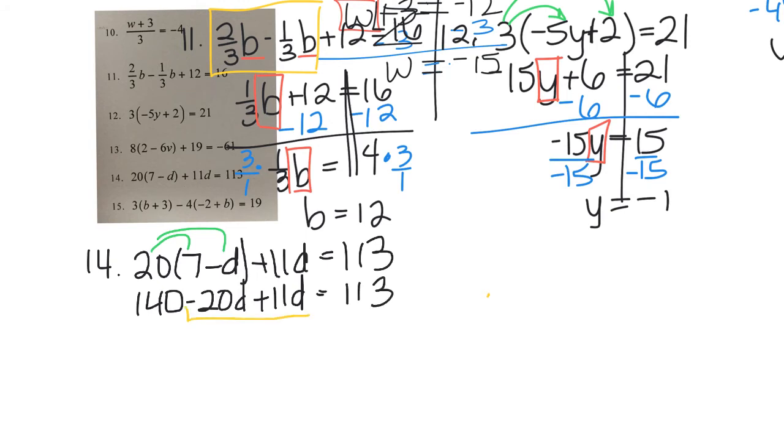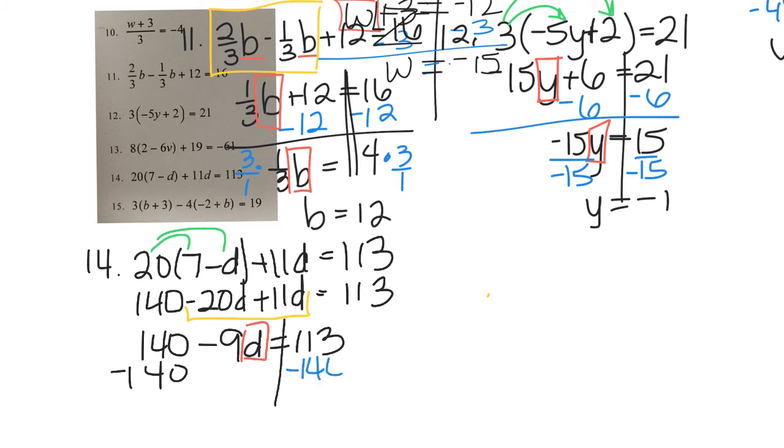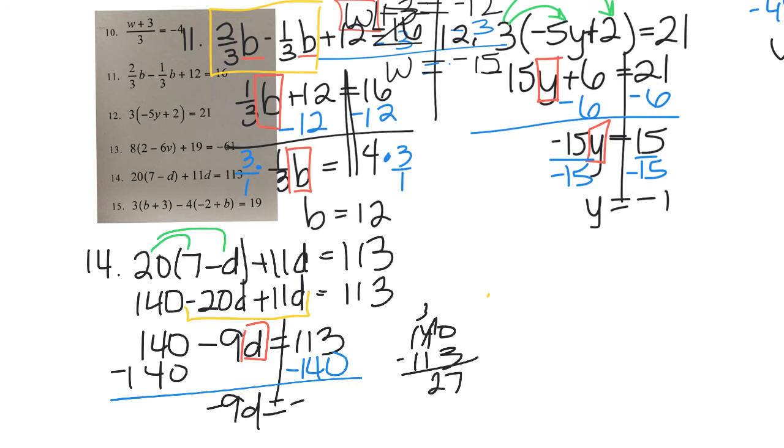I have like terms here. I have two d's, so negative 20d plus 11d is negative 9d. So 140 minus 9d equals 113. I'm going to subtract my constant because I want to get d by itself. Minus 140. So we have negative 9d equals, we got to do 140 minus 113. You have to put the big number on top and subtract. So that's 10 minus 3 is 7. 3 minus 1 is 2. So equals negative 27 because the 140 is bigger and it's negative.